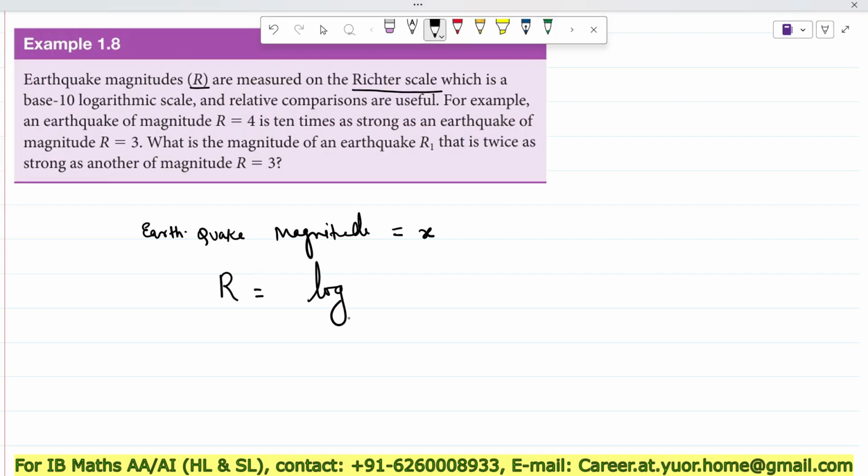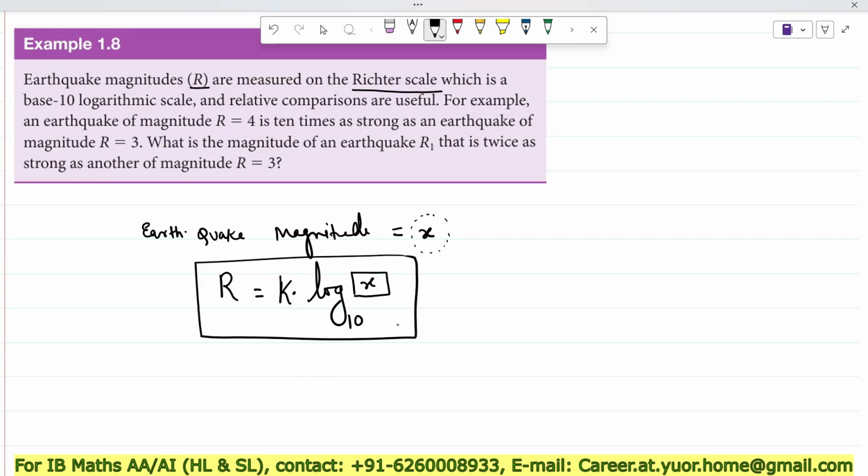So it should be log base 10 and we have to take the log of the earthquake magnitude, that is the X. And we may have some other multiplier in this function. We can assume this as a k. So we can assume that my Richter scale is just like R equals k times log base 10 x, where x is the earthquake magnitude. Is it okay? Now, please analyze this logarithmic scale.